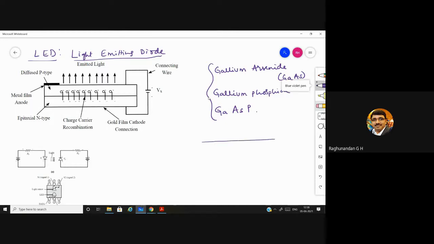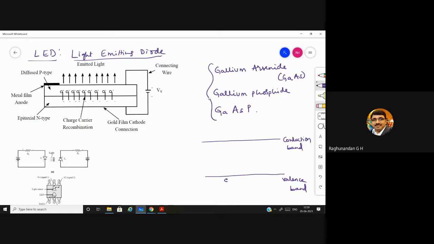See, when you consider two levels, as you know, there are two bands. One is the conduction band and the other one is the valence band. In the valence band, you'll have all the charges present, holes and electrons.